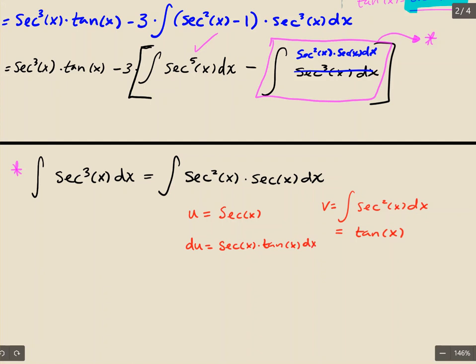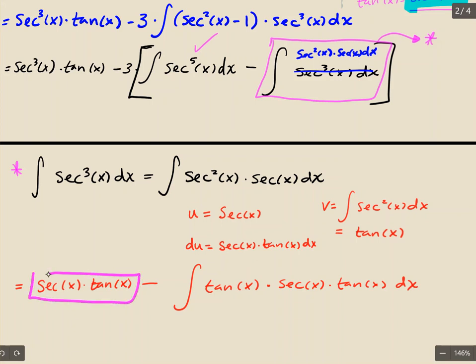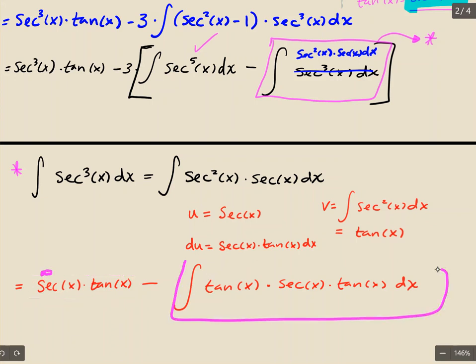Now we apply the integration by parts formula. So this would be u times v minus the integral of v du. Now at this point, this is just what it is. There's nothing to be done here except just keep track of it. However, we do need to integrate this term.